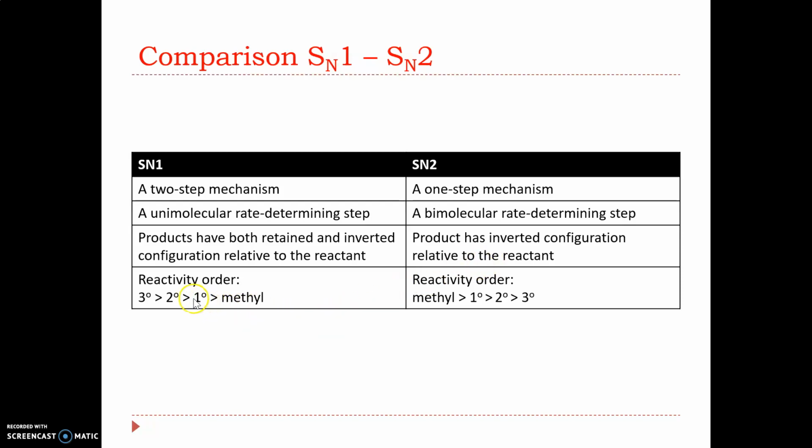In case of SN1 reaction, the reactivity order decreases on going from tertiary alkyl halide to primary alkyl halides, while the reactivity order gets reversed in case of SN2 reaction.